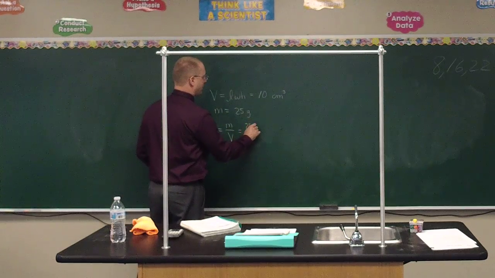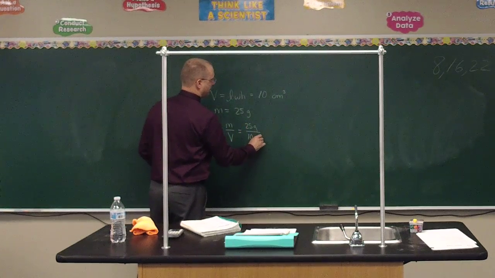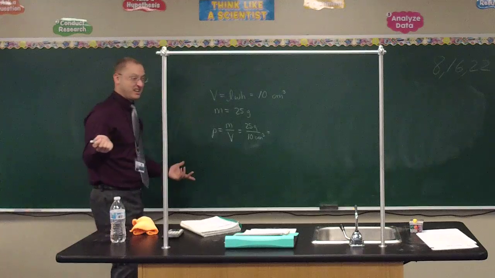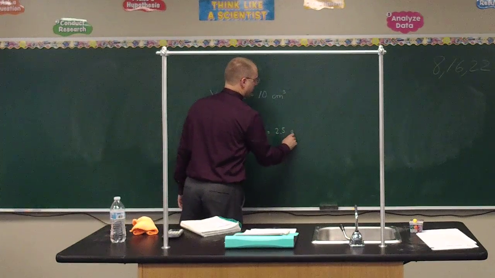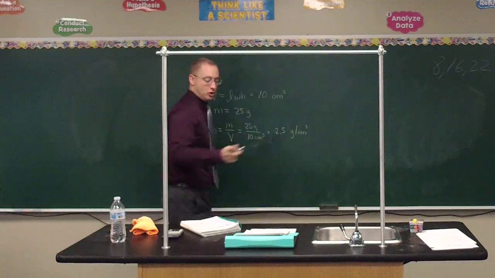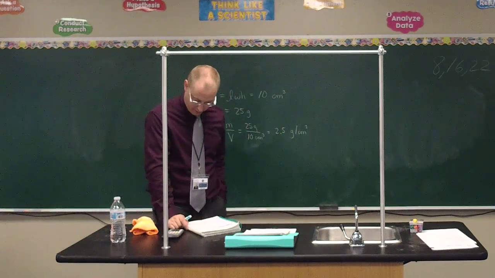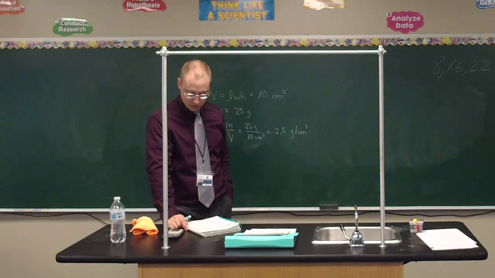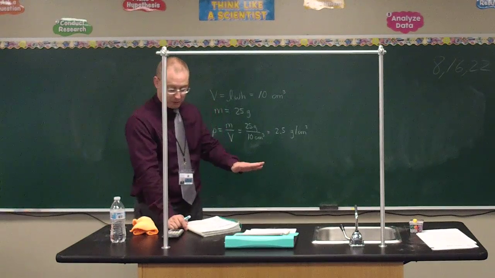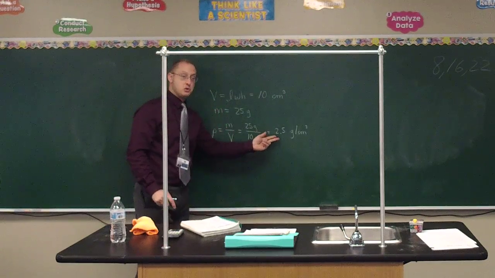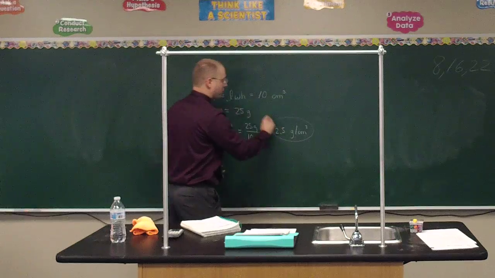Well, if I have a mass of 25 grams and a volume of 10 cubic centimeters, we could probably do this in our head, class. 2.5 grams per cubic centimeter. Now, looking at the original problem, how many sig figs do we have in all the given numbers? 2. Everything in the problem is 2 sig figs. Our answer is 2 sig figs, and we're good to go with that.